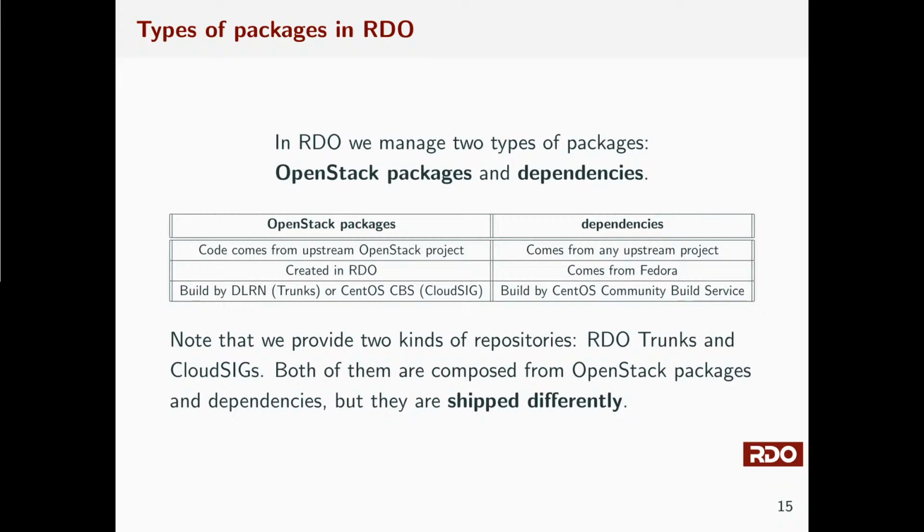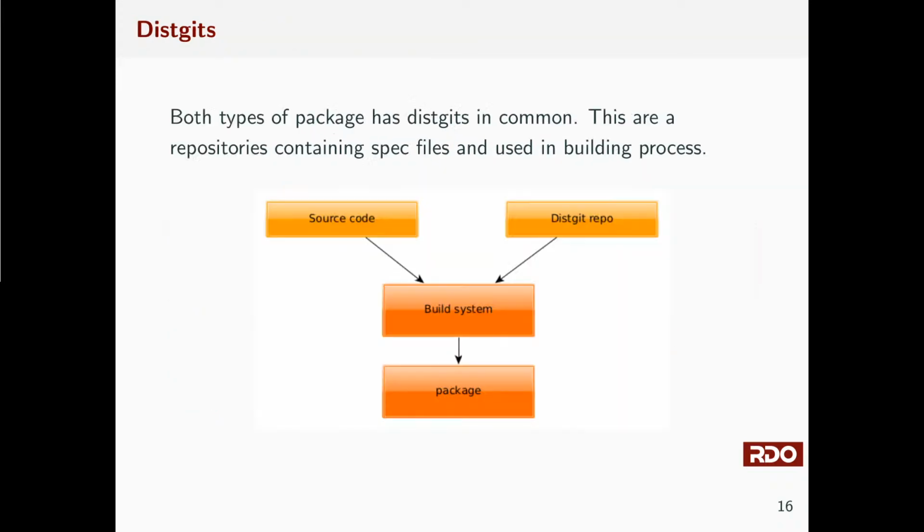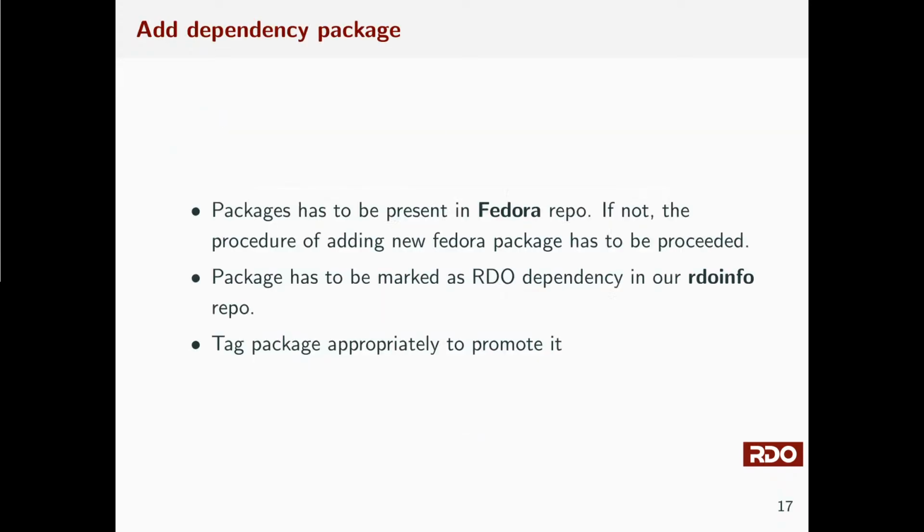Note that we are providing two kinds of repositories, RDO Trunks and Cloud SIG, as I said in the introduction. Both of them are composed of OpenStack packages and dependencies, but they are just shipped differently. No matter if it is an OpenStack package or a dependency, they have something in common, and this is called a dist-git repository. This is where all the specification files live. Together with the source code, they take part in the process of package building.